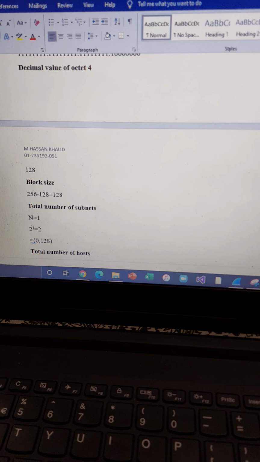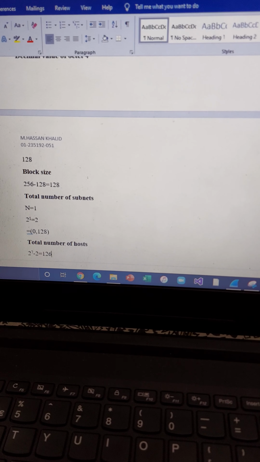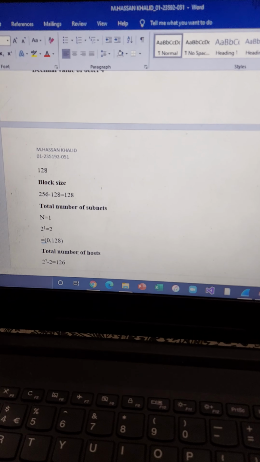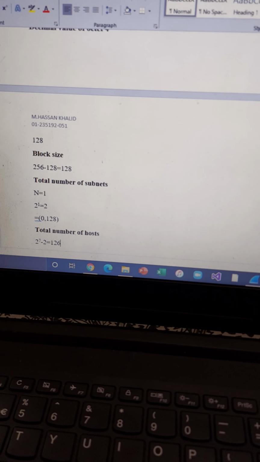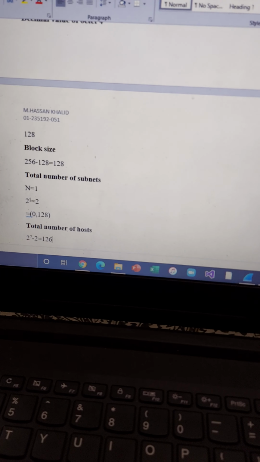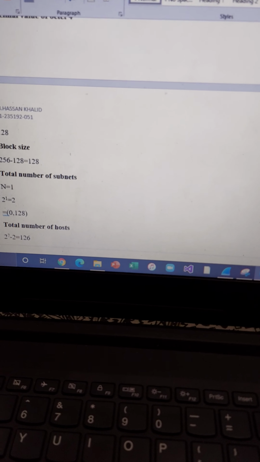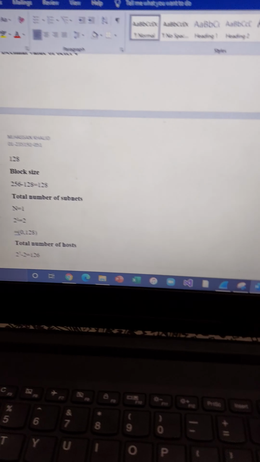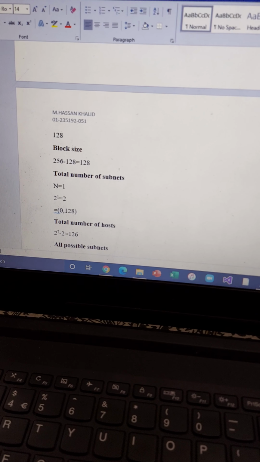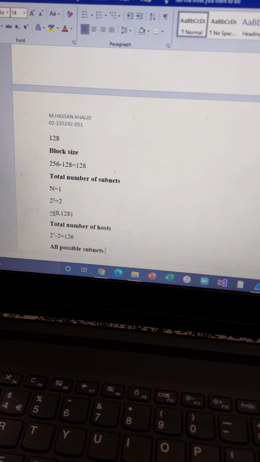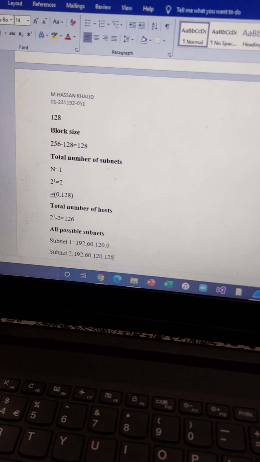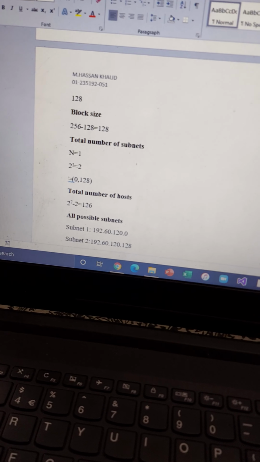Then, sir, we will find the decimal value of the octet, that is 128. For the block size, we will subtract 128 from 256, that is 128. Then, sir, we will find the total number of subnets, that is 2, that are 0 and 128. Then, sir, we will find the total number of hosts by 2 raised to power 7 minus 2, the formula being 2 raised to power h minus 2, where h is the host bits, that will be 126. Then, sir, we will describe all possible subnets, that are 2, as I have shown. Thank you, sir.